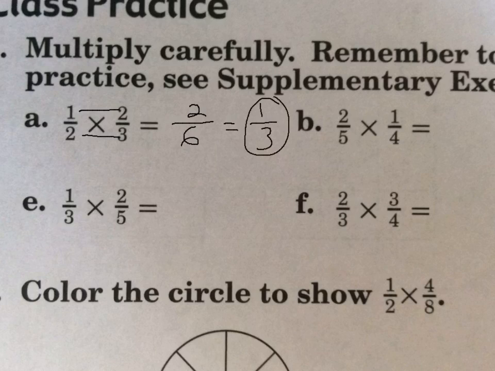Alright, B. So we multiply our numerators and then we multiply our denominators. 2 times 1 is 2. 5 times 4 is 20. And our answer is 2/20, but that can be reduced also. I'm running out of room there. What goes into 2 and 20? 2 does. 2 goes into 2 one time, 2 goes into 20 10 times. And our final reduced answer is 1/10.